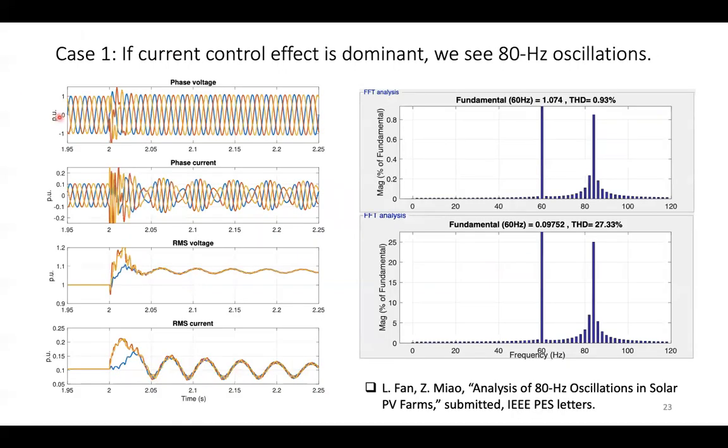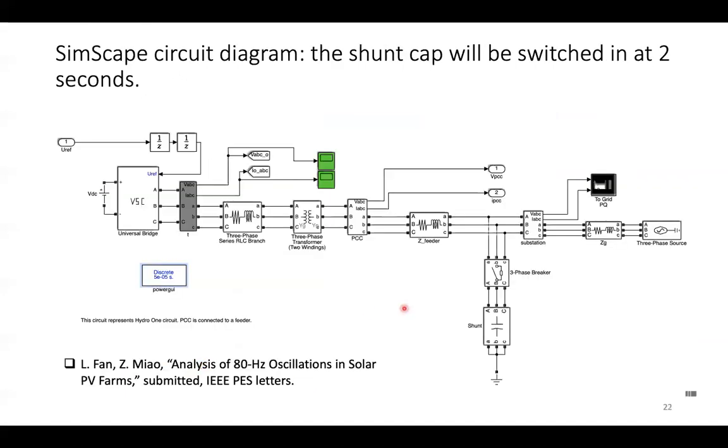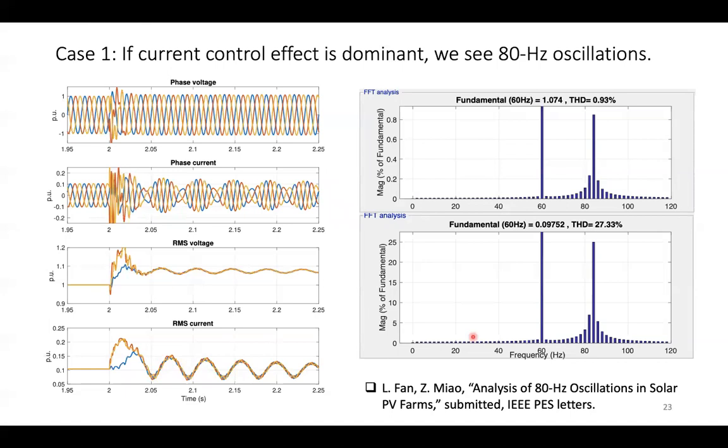So case 1, we are going to just see 80 Hertz. You can see this is the IMSF value current. By the way, the dynamic event basically switches this guy in, switching the shunt capacitor, the same as the Hydro One event. Looking at the RMS voltage three-phase, you can definitely see 20 Hertz, and in the RMS current definitely 20 Hertz. Looking at the phase current, what do you see? Okay, these are very nice curves.